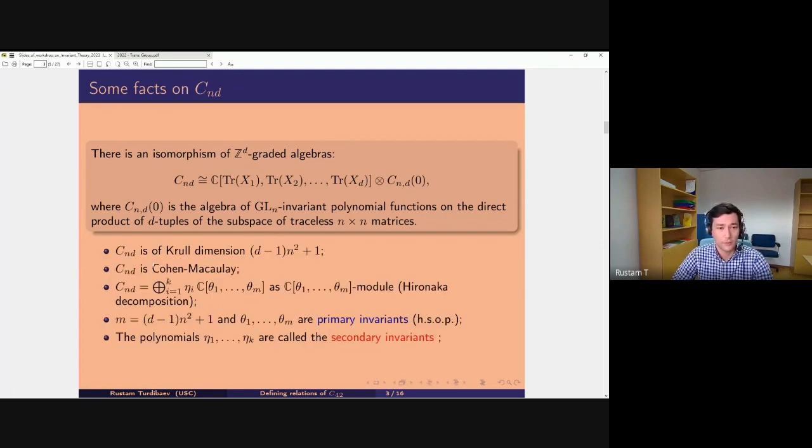Some more facts about this algebra: it has Krull dimension (d-1)n^2+1. It is known to be Cohen-Macaulay, which means we have a Hironaka decomposition, a set of homogeneous parameters, also known as primary invariants, exactly as many as the Krull dimension, and it is a free module over this algebra with a basis whose elements are called secondary invariants, eta_1 through eta_k. So once we know the Hironaka decomposition, we can describe the invariants of tuples of matrices.